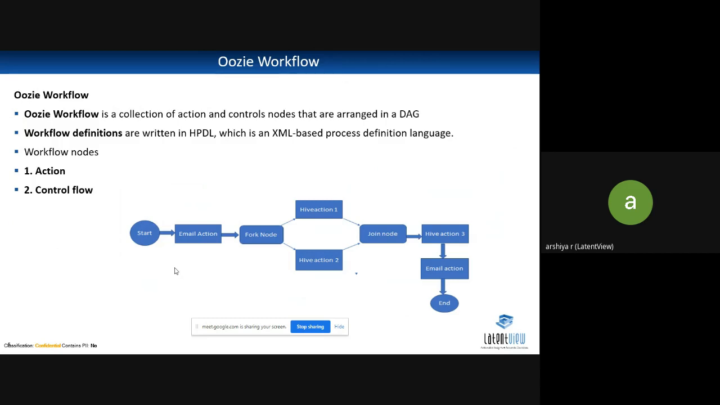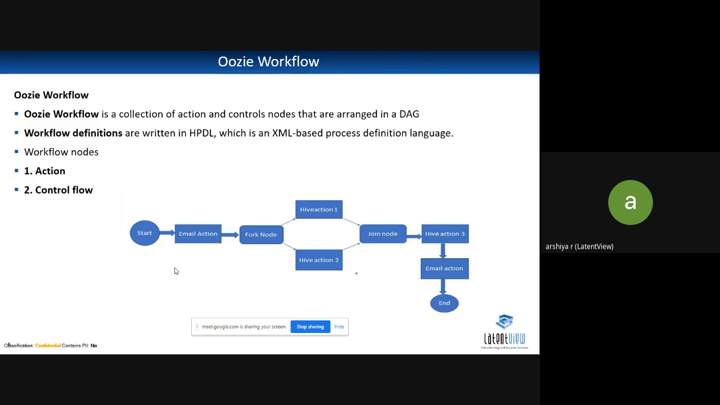So let's dive into what action nodes are. As the name suggests, action nodes are nodes which perform some kind of job, some kind of operation or processing, etc. There are many actions which we can perform in Oozie. Some of them are hive action, pig action, map reduce action, sqoop action, shell action, and email action.